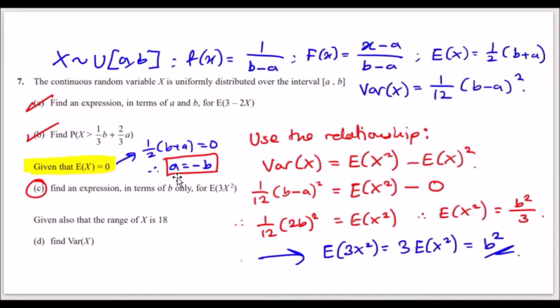We also know that a equals minus b, so I replaced a with minus b, so it'll be b minus minus b, which is 2b. I tidied this up a bit, expanded it, and therefore E of x squared equaled b squared over 3.